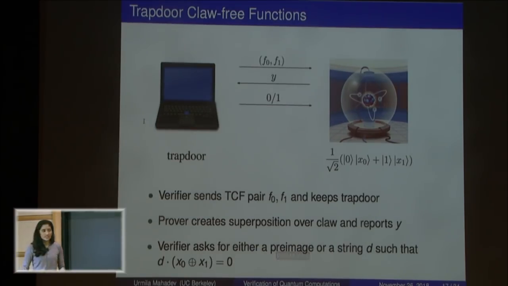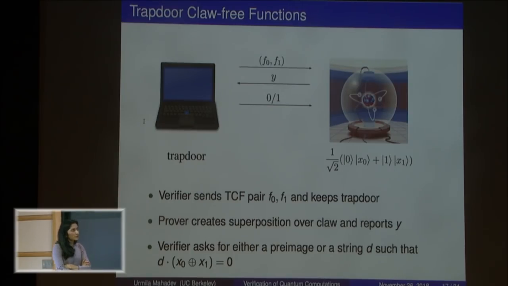Then the verifier chooses to test the prover at random. So he either asks him for a pre-image, or he asks him for a string D which satisfies this equation. Of course, the constraint is that the string D cannot be equal to 0. And now, if the prover had behaved honestly, and if he was a quantum machine and he created that superposition, he can pass the test very easily either way.